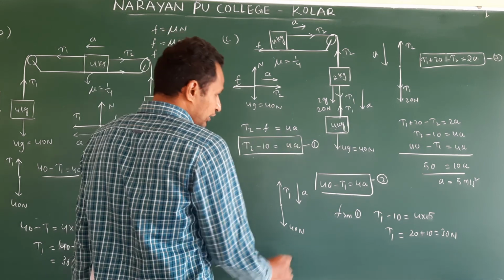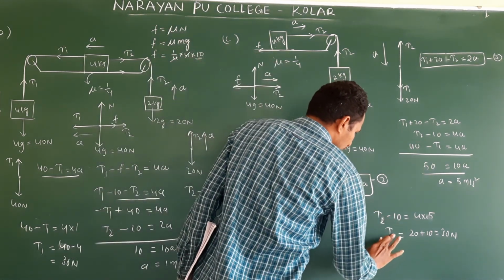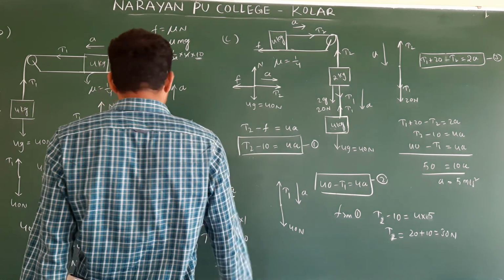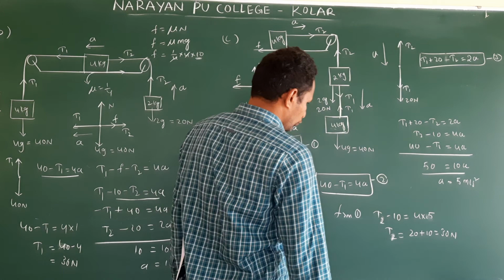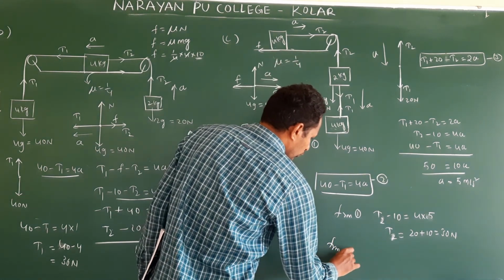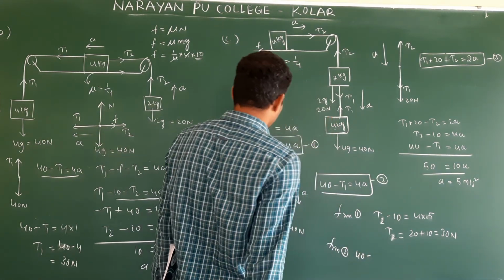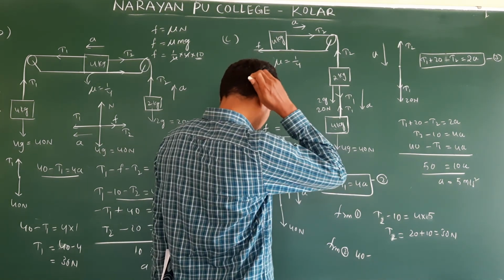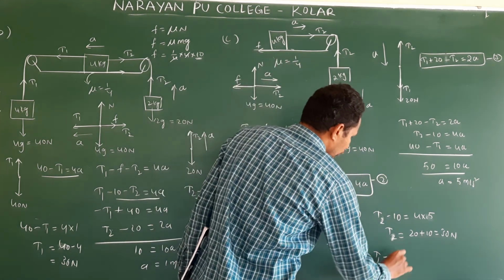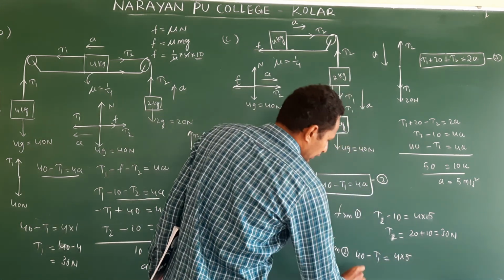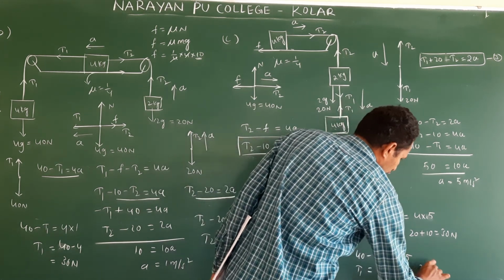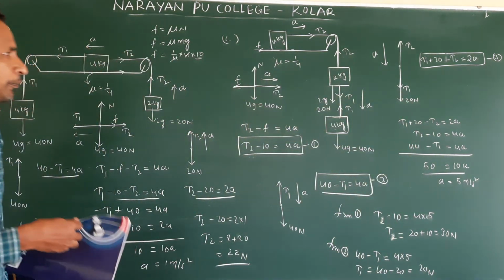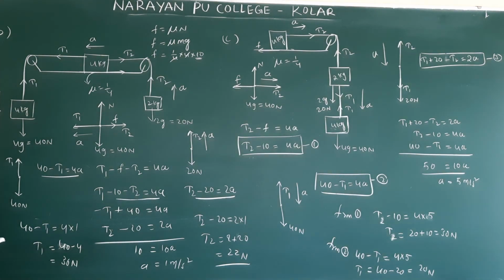T2, sorry, this is not T1, it is T2. Okay, next, from 2. From 2, 40 minus T1 is equal to 4 into 5. Then T1 is equal to 40 minus 20, 20 Newtons. Okay. Yeah, one is 20 Newton, another one is 30 Newton.